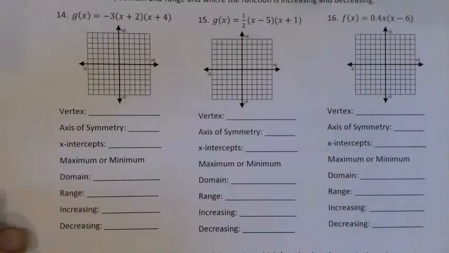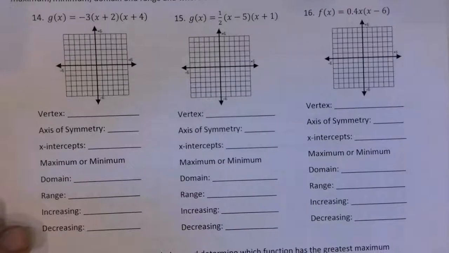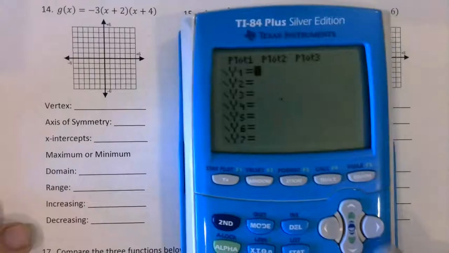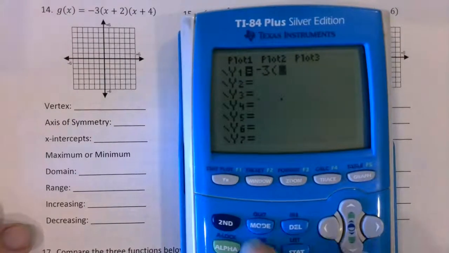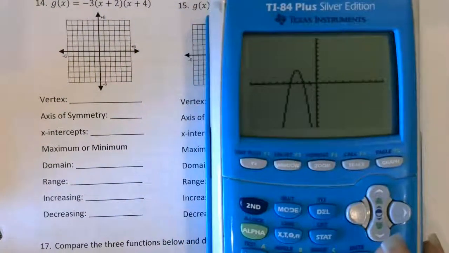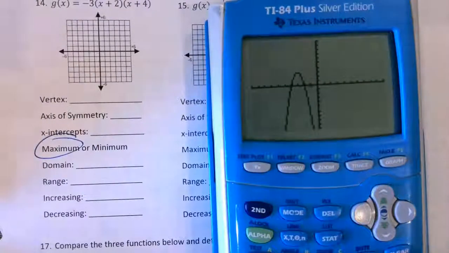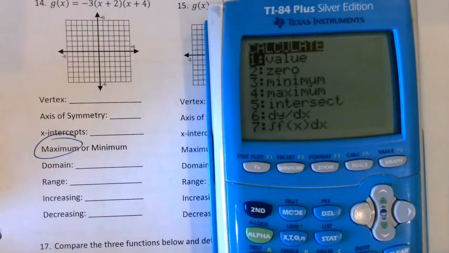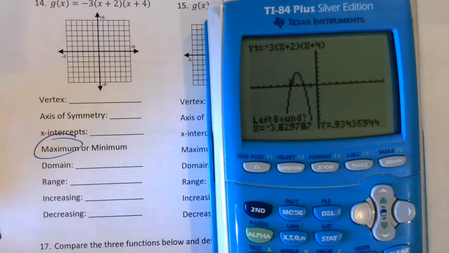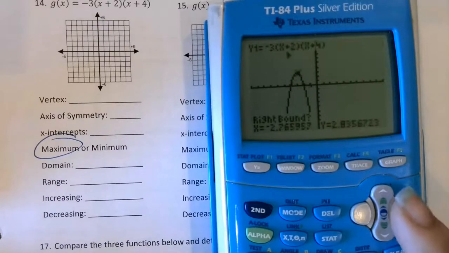Okay. These ones are graphing again, but this time it also wants me to include the x-intercepts. So pretty much what I was doing on the other page. Go to y equals -3, x plus 2, x plus 4. I'll go to graph it. This one has a maximum because it's mountain shaped. I'm going to go second calc, 4. I'm going to move my flashing dot to the left side. So it's there. I press enter, I move it to the right side.